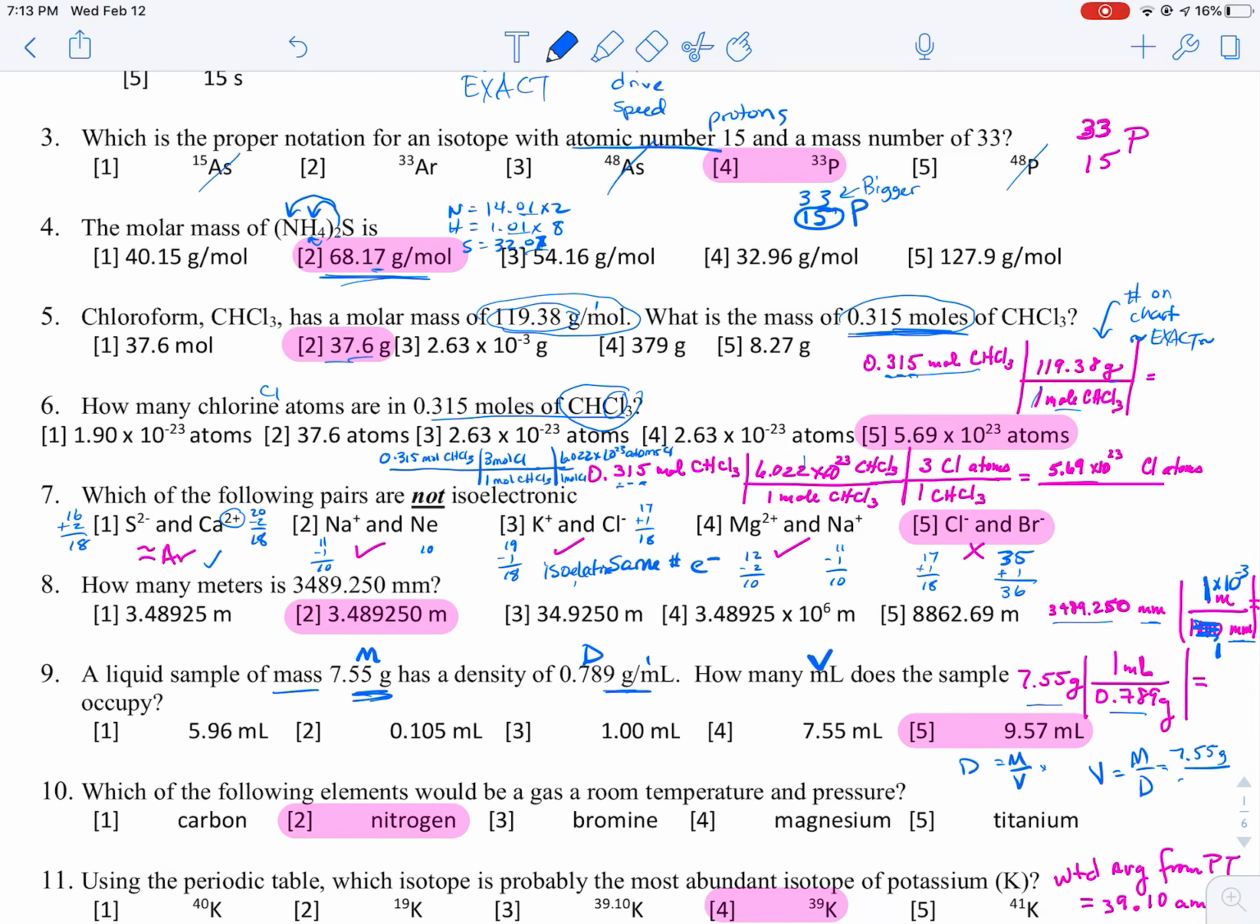So you've got your grams there over 0.789 grams per milliliter. And then your grams cancel. You're left with a per milliliter on the bottom, which ends up making a milliliter on top. They both have 3 sig figs, so you'd expect the answer to have 3 sig figs.